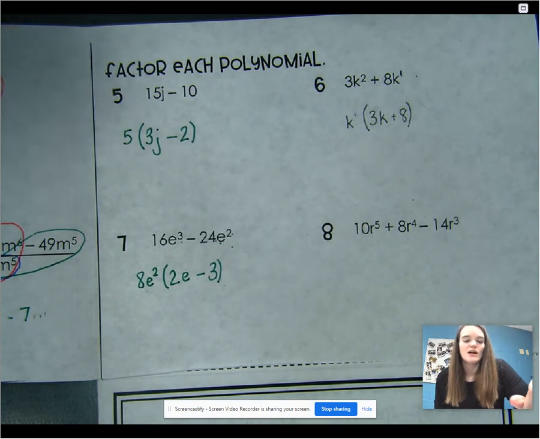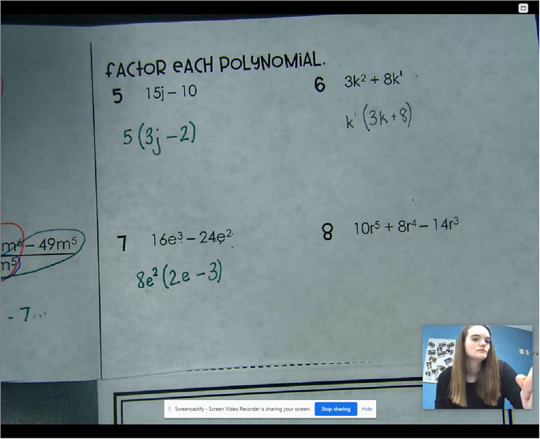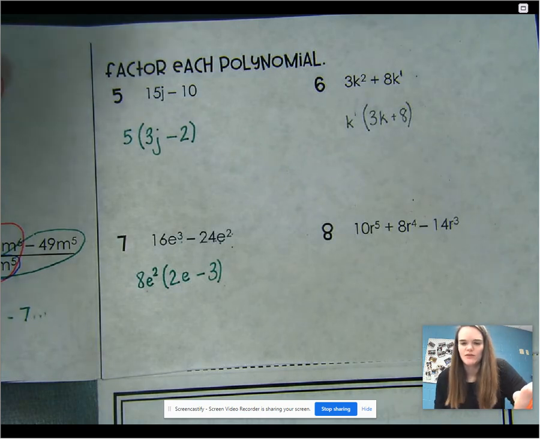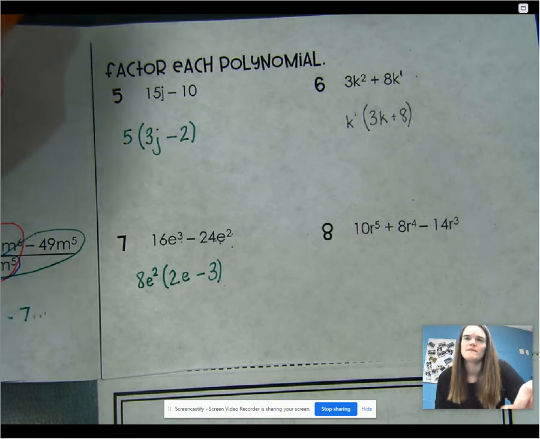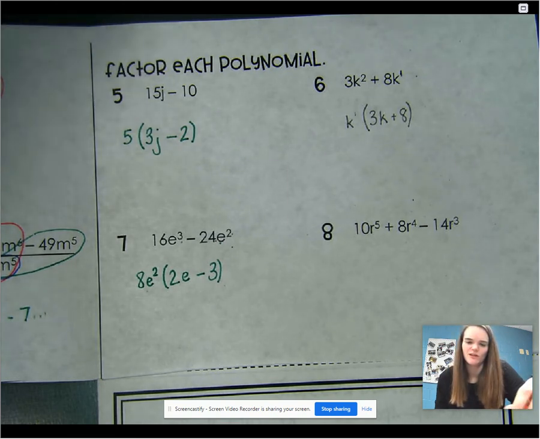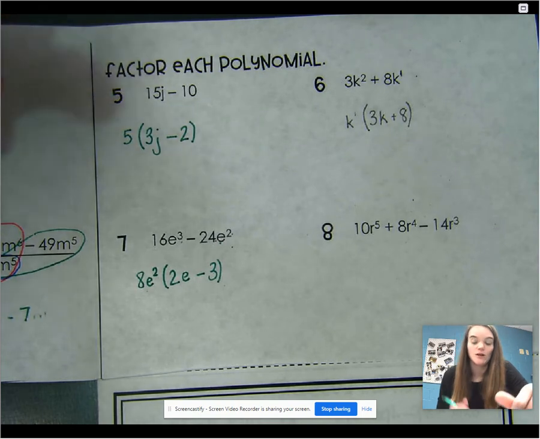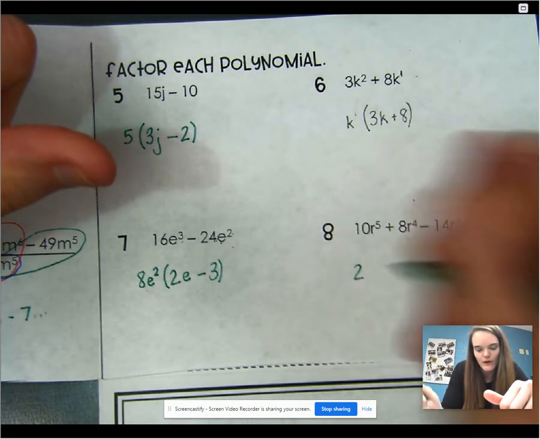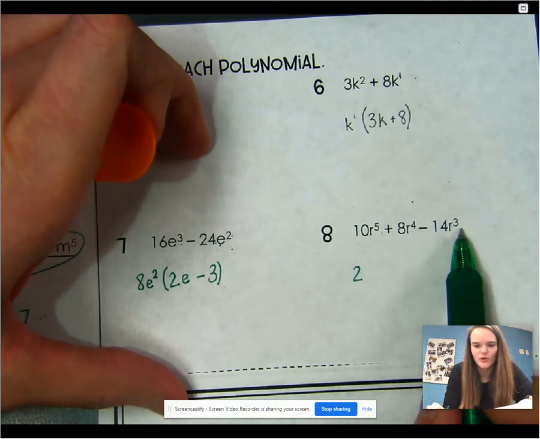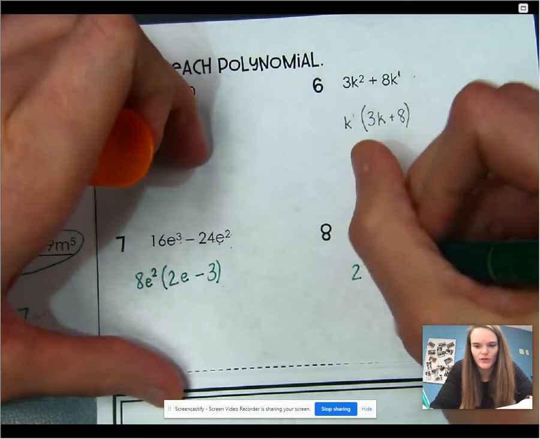Pause the video and try number 8 on your own. Okay, number 8. 10, 8, and 14. 2 will go into all 3 of those. Anything bigger? 4, no. 4 won't go into 10. Okay, so it's got to be 2. Okay, and then r to the 5th, r to the 4th, r to the 3rd. We're going to take that last one there, r to the 3rd.